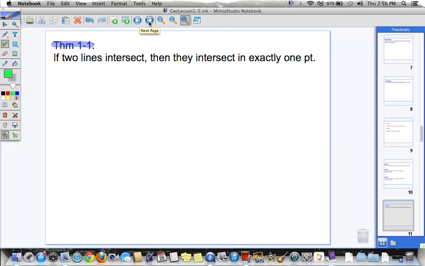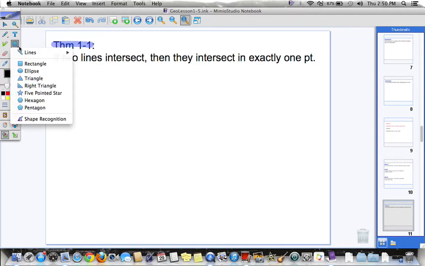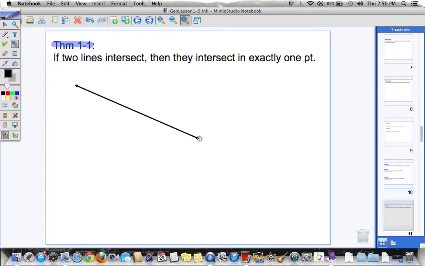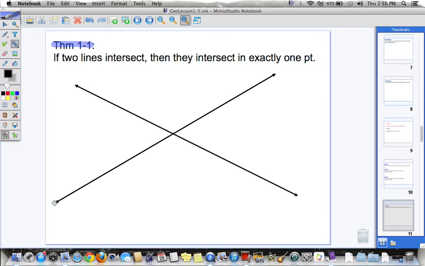The first one is theorem 1-1, and I do want you to pause this and write this down. Theorem 1-1 says if 2 lines intersect, then they intersect in exactly 1 point. To demonstrate this, I'll just do this right on the screen here. So if 2 lines intersect, they have to intersect in just 1 point. They can't intersect in more than 1 point. So in other words, this point right here, that's where they intersect. There's no way that they could intersect in more than 1 point.